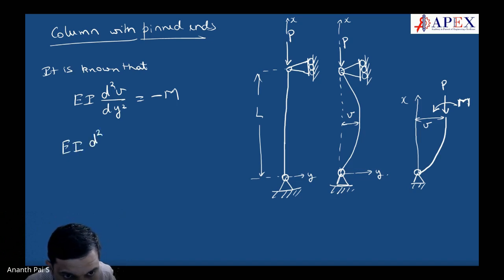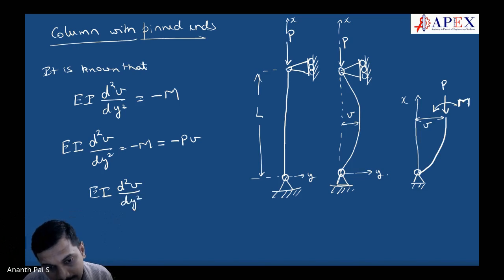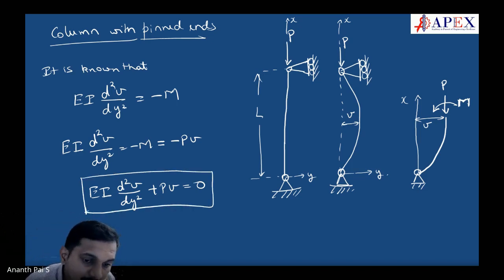So EI into d square V by dy square is equal to minus M, which can also be written as minus P into V. The load applied into V is what causes the moment. Or, further, we can write this as EI into d square V by dy square plus PV is equal to 0. This is the differential equation we have to solve.